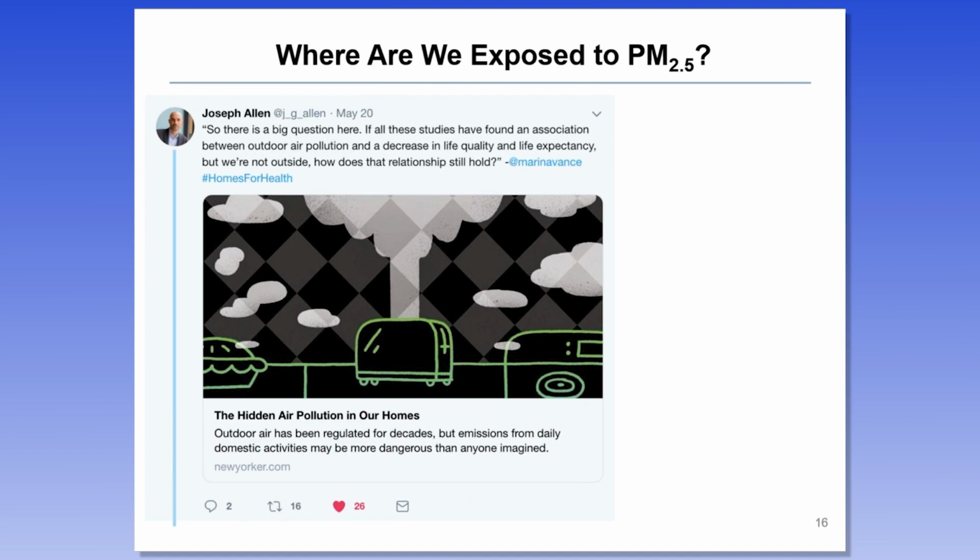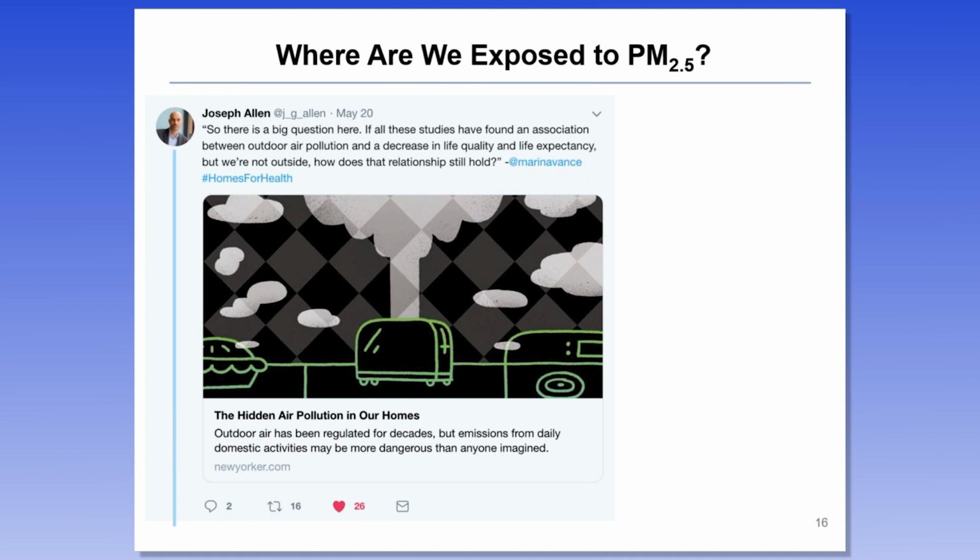I've got a screenshot of a tweet from Joe Allen, who's a professor at the Harvard School of Public Health and who's actually Parham's boss as of about a couple months ago. Here he is quoting Marina Vance, a professor at University of Colorado Boulder who studies indoor air and other things. She was recently quoted in this New Yorker article on the hidden air pollution in our homes. The article is a really nice piece if you haven't read it, talking about how outdoor air has been regulated for decades, but emissions from daily domestic activities could be more dangerous than people really imagine.